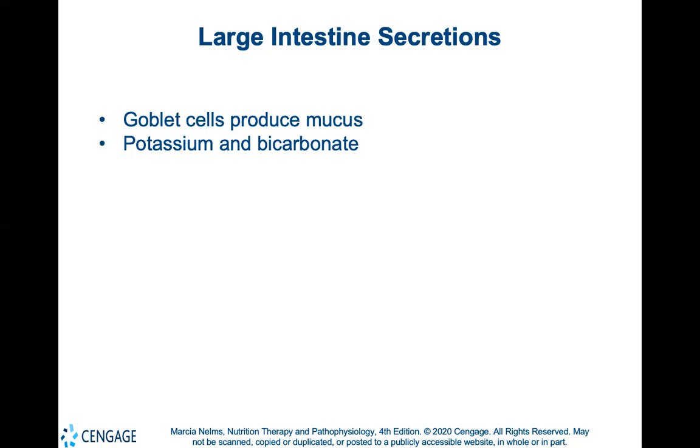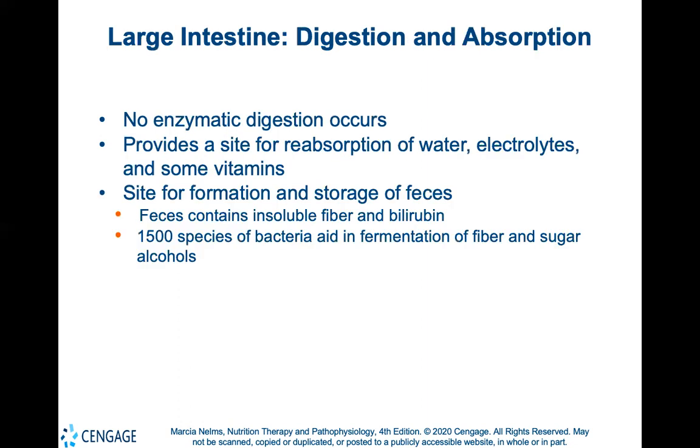Goblet cells produce mucus that serves to protect the epithelium and assist in formation of feces. Potassium and bicarbonate are both released in the large intestine, and they play a role in the electrolyte and fluid absorption that occurs there. No enzymatic digestion occurs in the large intestine. In normal, healthy individuals, digestion has already been accomplished by the time chyme exits the small intestine.